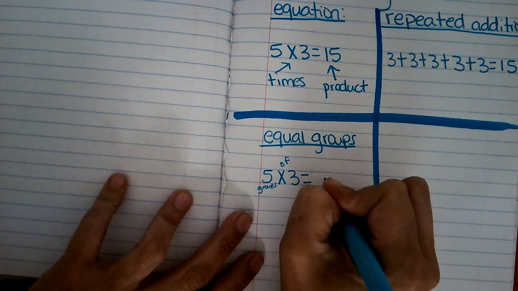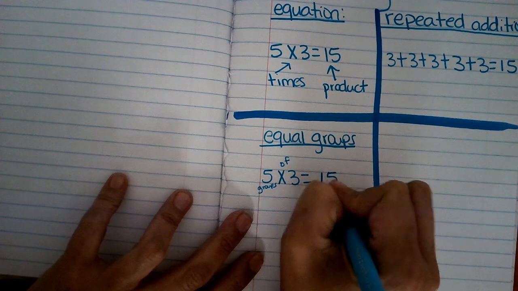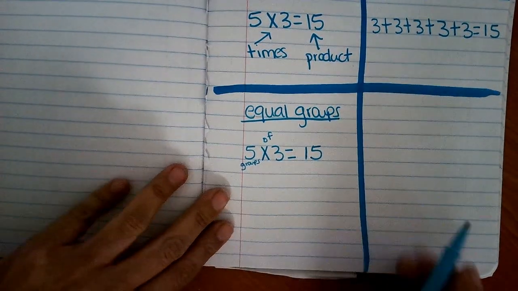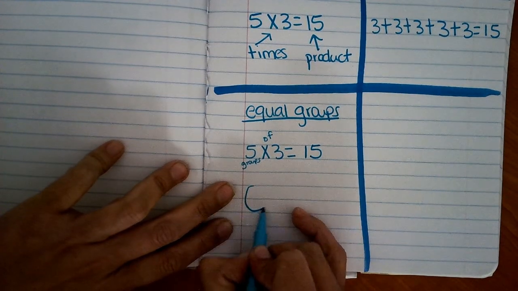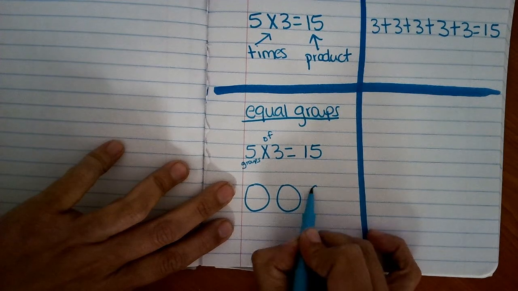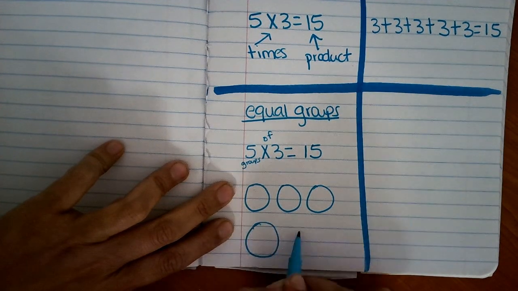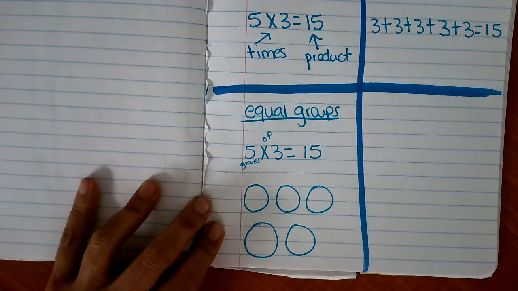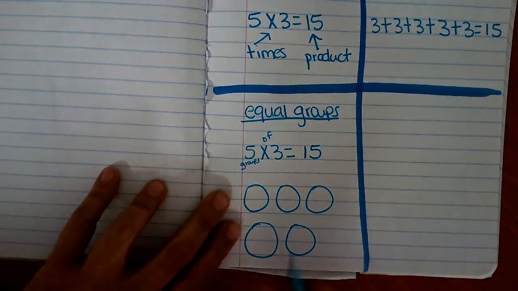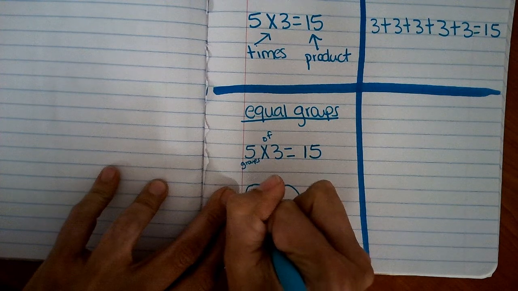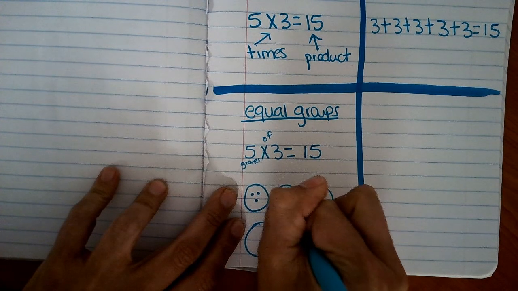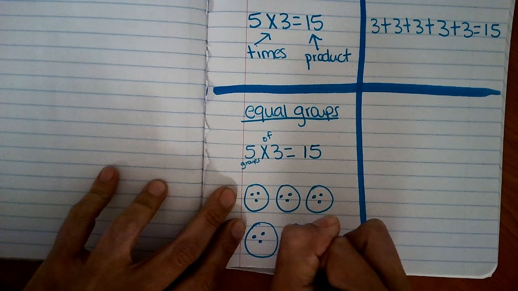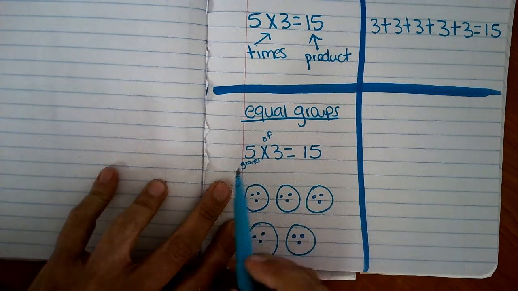Now, for this, that means that we draw 5 groups. And your groups could be anything you want. Squares, circles, it doesn't matter. 1, 2, 3, 4, 5. I have my 5 groups of 3. That tells me that each group has to have 3. 1, 2, 3, 1, 2, 3. Okay, 5 groups of 3.